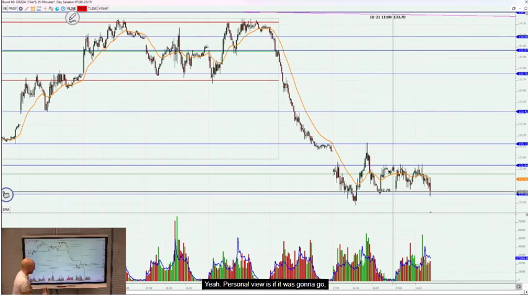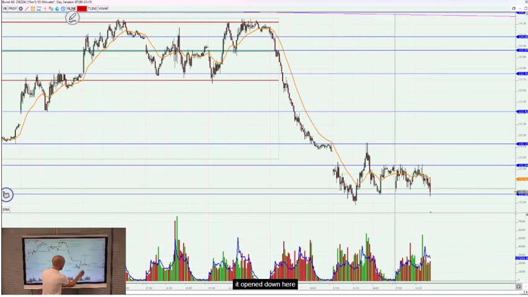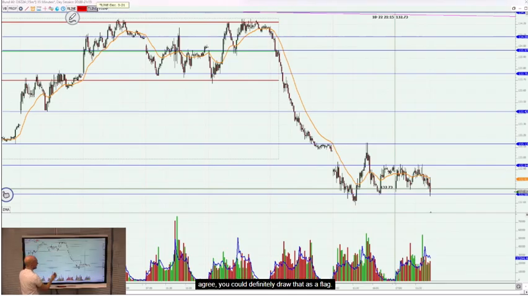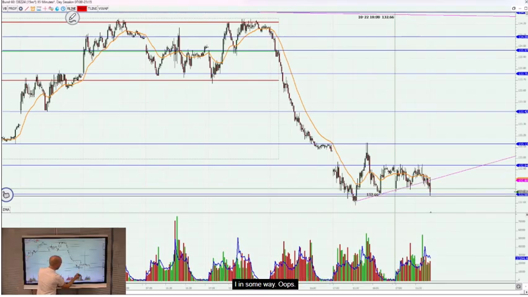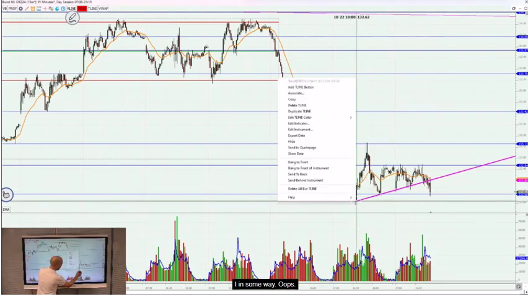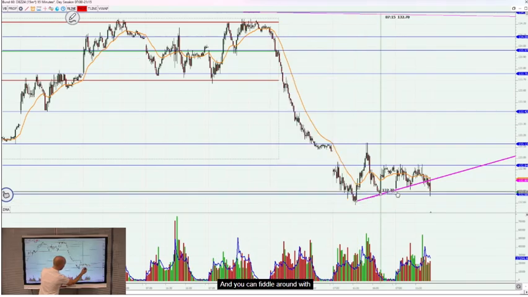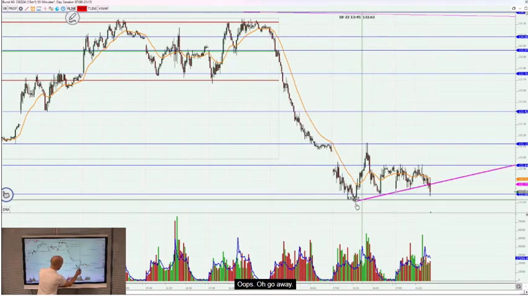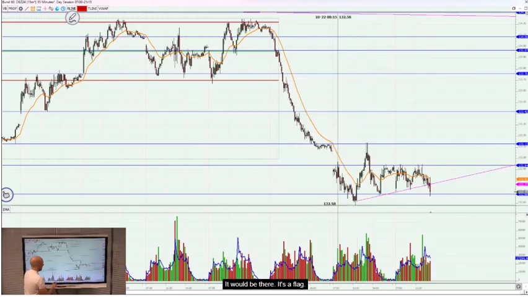Yeah. Personal view is if it was going to go, it opened down here and it didn't. It tried to go down there again and it didn't. If you really wanted to sell the bund today, why have you waited so long? Get on with it. And so for me, I completely agree. You could definitely draw that as a flag in some way. And you can fiddle around with how precisely you want to draw it.